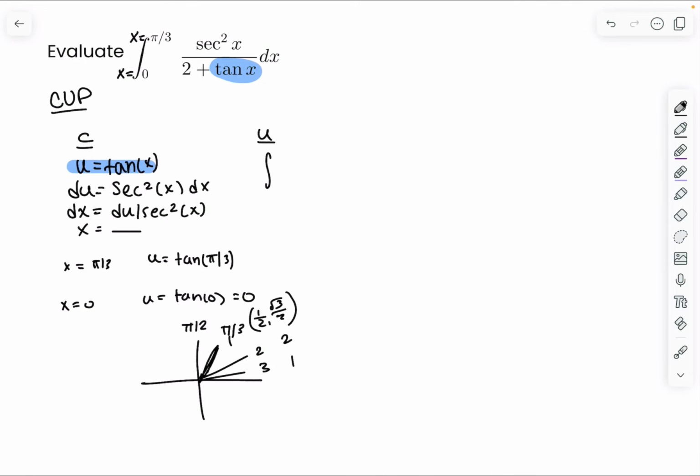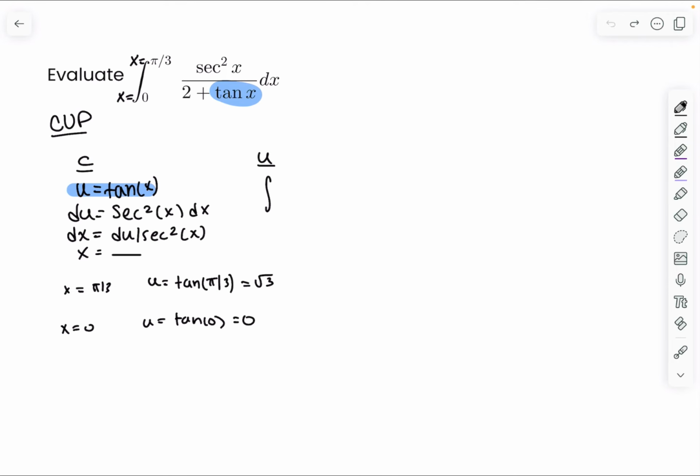And so again, it's going to be square root of 3 over 2 divided by 1/2, which is the same thing as multiplying by the reciprocal, which is just 2. Cancels out, you're left with square root of 3. So this is square root of 3. Then I put everything in terms of u, including my bounds. So that includes my 0 and square root of 3.